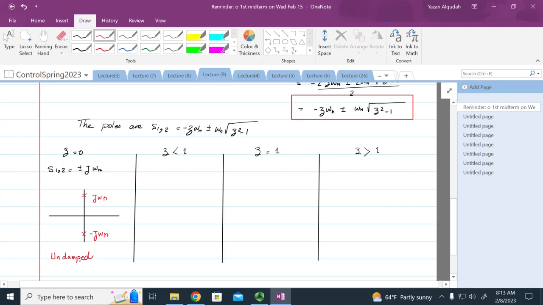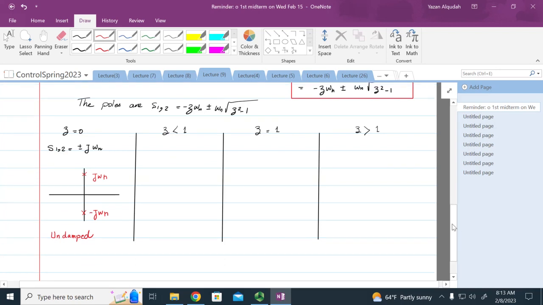Based on what we know, why are we calling it undamped? Is it semi-stable? No. We call zeta the damping ratio. If zeta is 0, undamped, at least that makes sense. We'll see later on why it is indeed undamped.